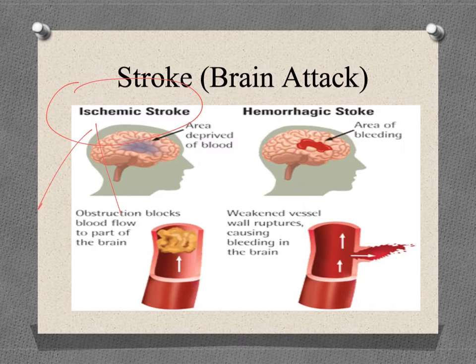So ischemic stroke is also broken down. I have a slide that does this. It's broken down into an embolic stroke or a thrombus. Hemorrhagic stroke is basically a bleed within the brain. And this is due to some kind of cause that ruptures one of the vessels within the brain and causes bleeding into the brain.